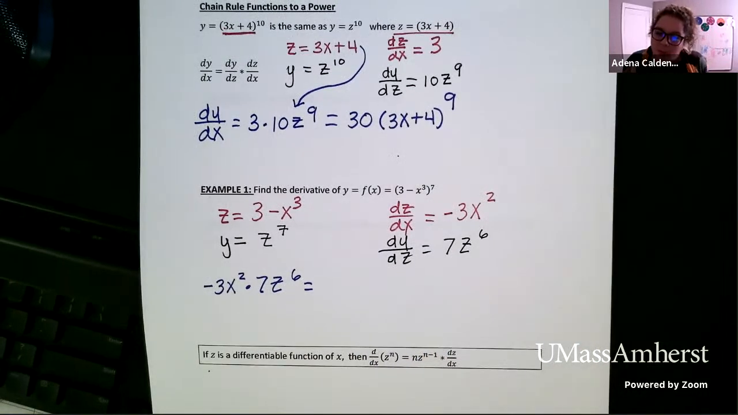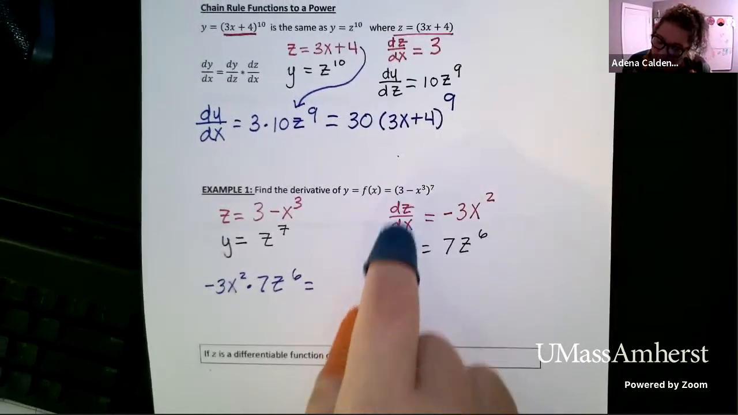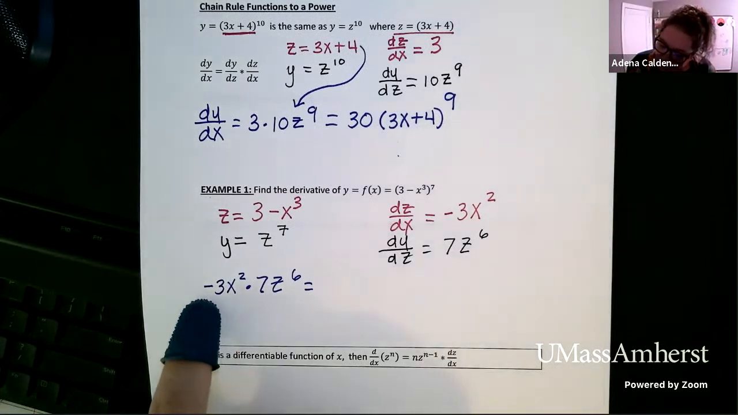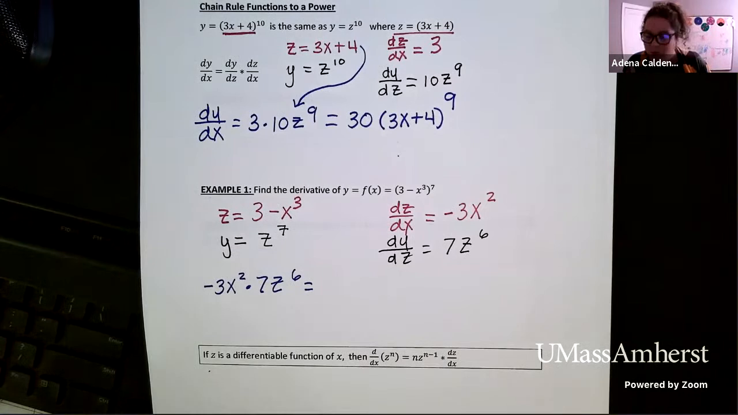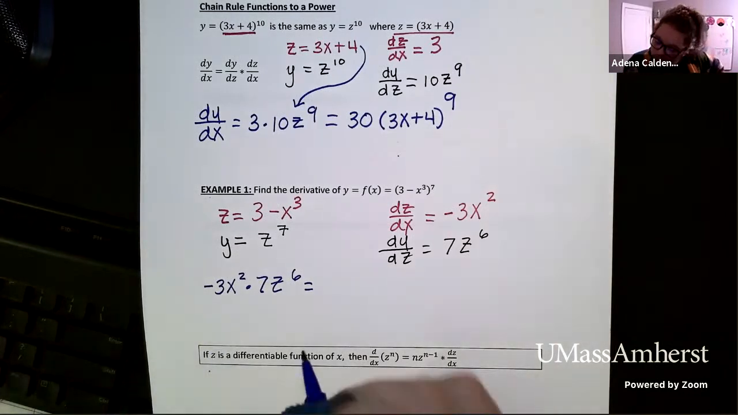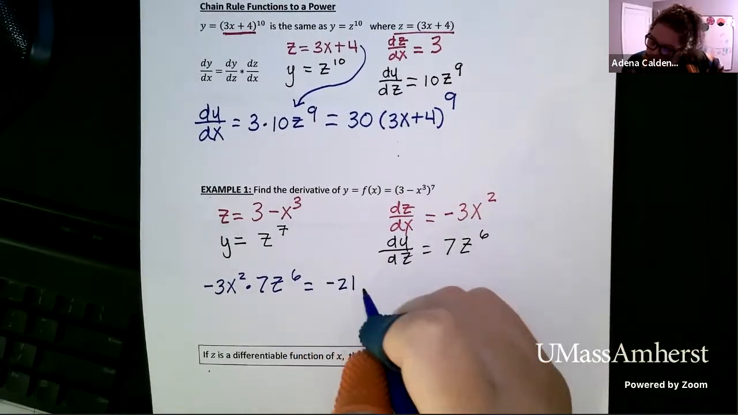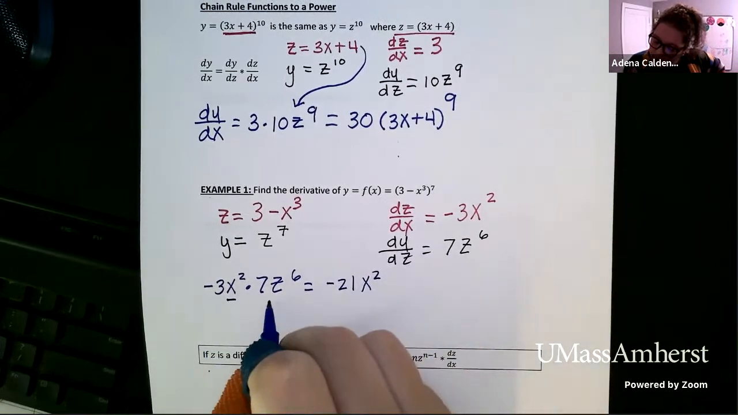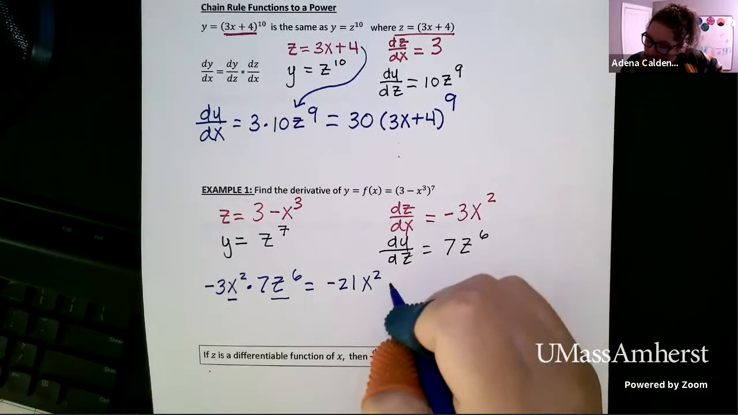And again, from what we talked about before for the chain rule, if we were to multiply these two derivatives together, we will get the derivative we want. So negative 3x squared times 7z to the 6th. We have to do a little simplification here. So the 7 and the negative 3 we can multiply, and that'll give me negative 21. Then I have my x squared term. And then I also have z to the 6th, but I don't want z in my final answer.